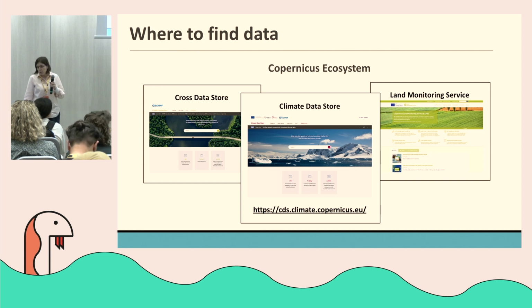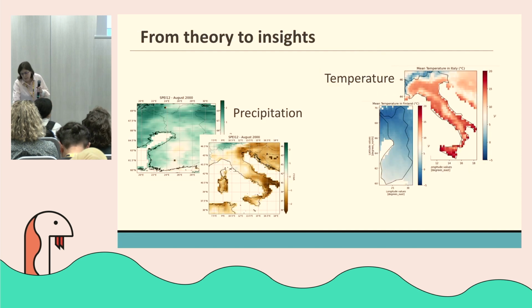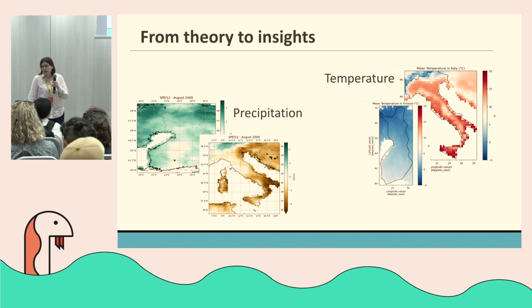Each of these platforms needs time to be explored. Today we will use a dataset from the Climate Data Store, that is one of the most used, and one from the Cross Data Store. From this dataset, we will analyze two variables, the temperature and the precipitation, since these two variables have a high impact on the quality of our lives, on the economic condition, and even on the environment.